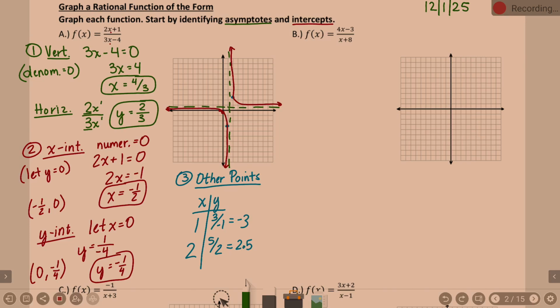Okay, new graph. I'm going to follow the same 3 steps. Step 1, I'm going to find my asymptotes. How do I find my vertical asymptote? Set my denominator equal to 0. So x plus 8 equals 0. If I subtract that 8 over, I'm at x equals -8. Not that you have to go ahead and put it on the graph now, but that's what I've just been kind of doing. At least it's a whole number this time.